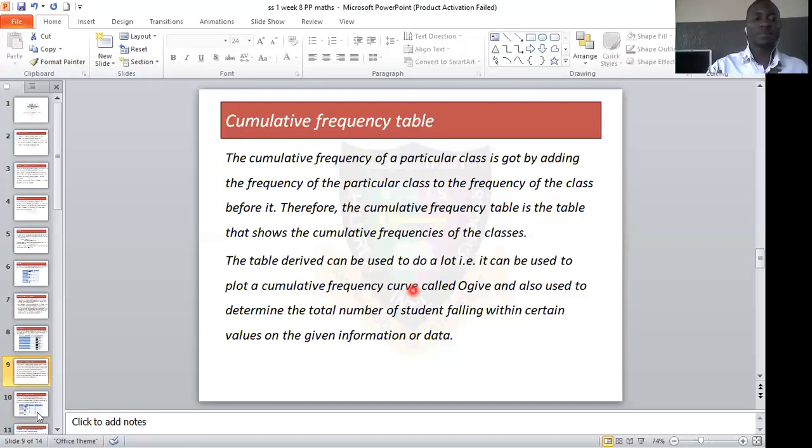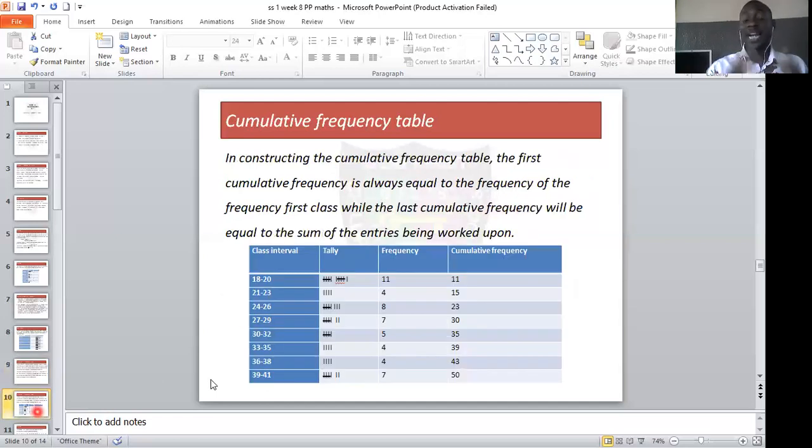So look at this. From the previous data we've been using earlier, look at the class interval. You all know how to prepare your class interval, the tally and the frequency. So I told you earlier, your first cumulative frequency is equal to the first frequency of the class. So the second one is now gotten by 11 plus 4, which gives you the second cumulative frequency of the class.